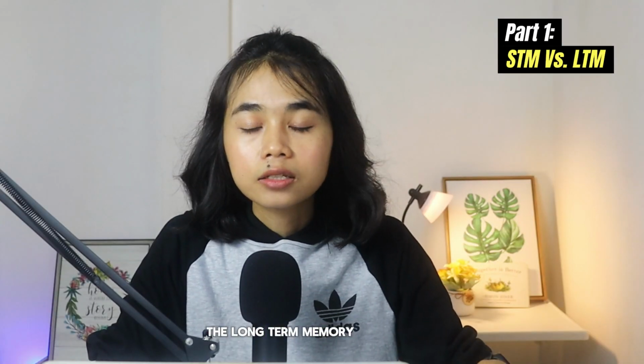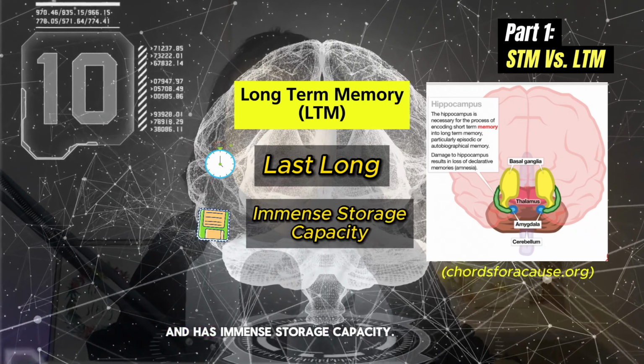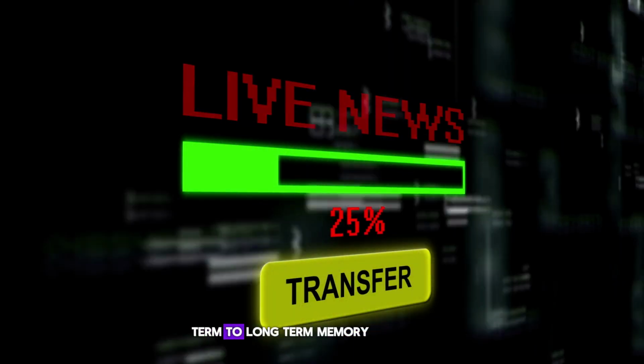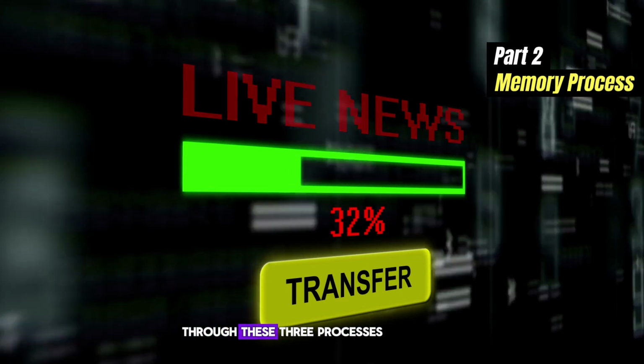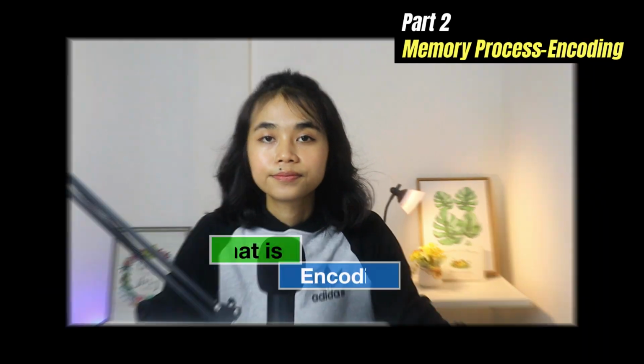On the other hand, the long-term memory is where you keep the information for a long period of time and has immense storage capacity. To transfer the information from your short-term to long-term memory, you need to go through these three processes of memory: encoding, storage, and retrieval.